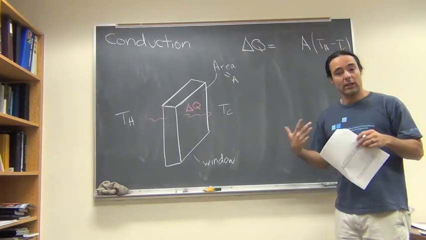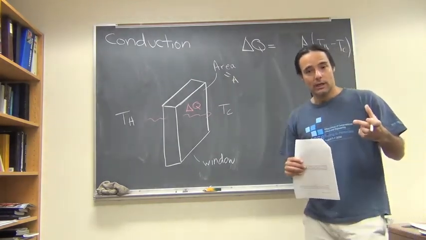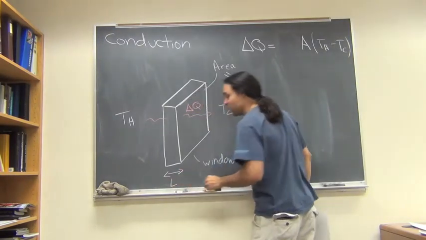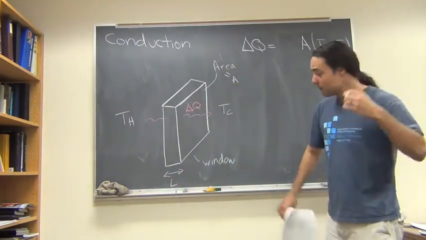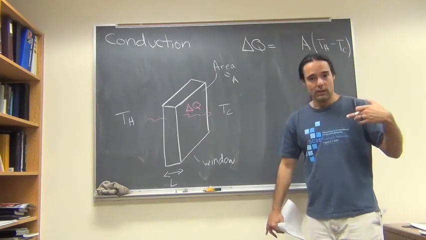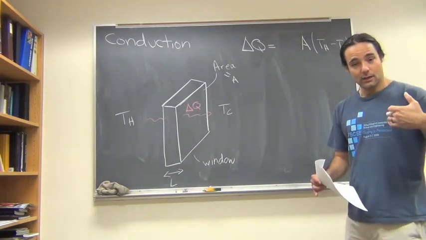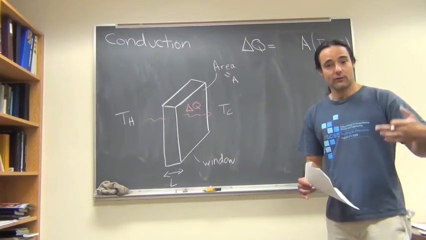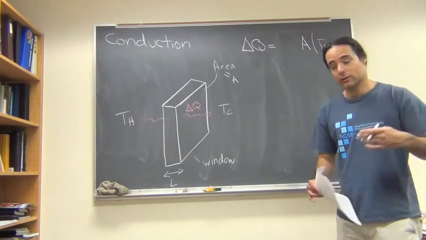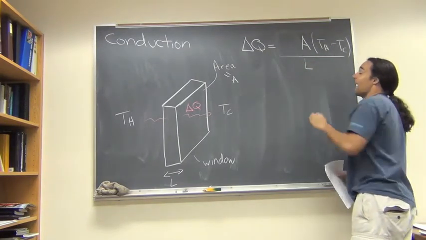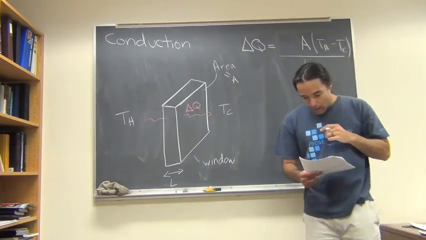We might also expect that a thicker window, so let's call the thickness of my window, let's just give it some distance L, will have an effect. A thicker window is going to be more distance for the energy to have to flow through. That's going to slow it up. So we're going to divide through by L over here.